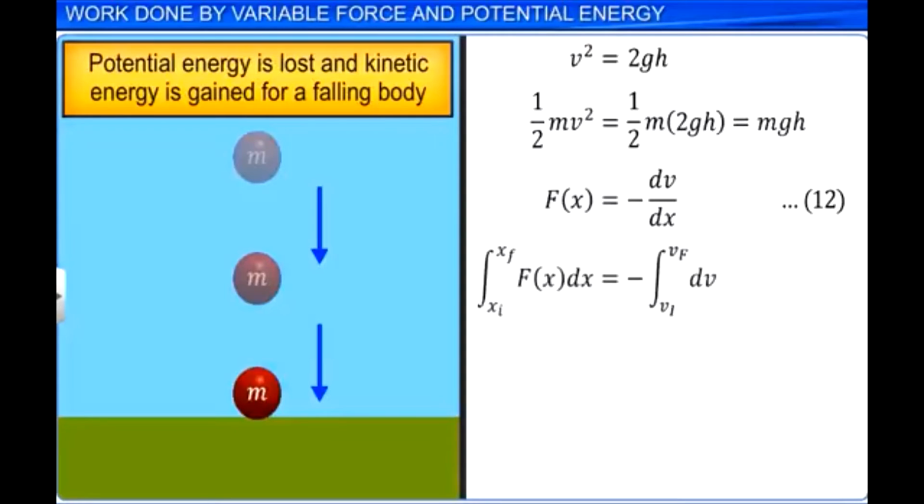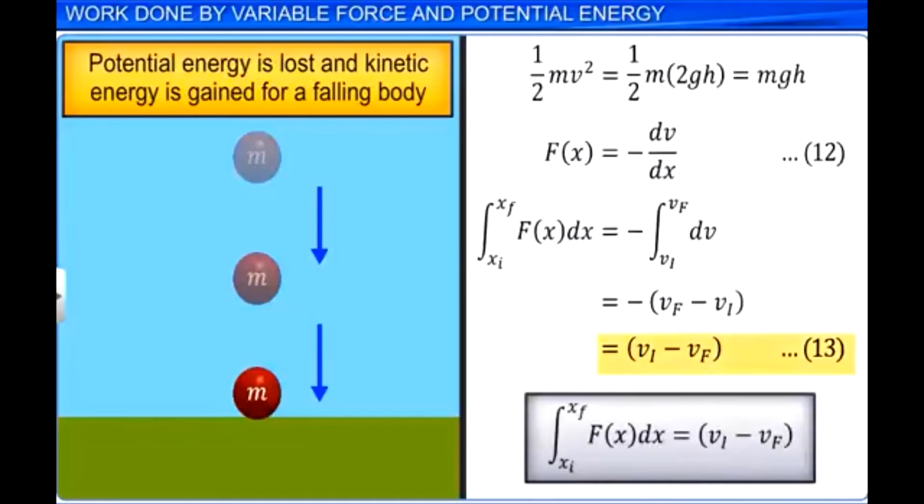Integrating on both sides of the expression within the limits of initial position xi and final position xf, and on simplifying, we get minus of Vf minus Vi. On further simplification, we can arrive at the conclusion as shown in equation 13. Integral of F(x) dx within the limits xi and xf is equal to Vi minus Vf.